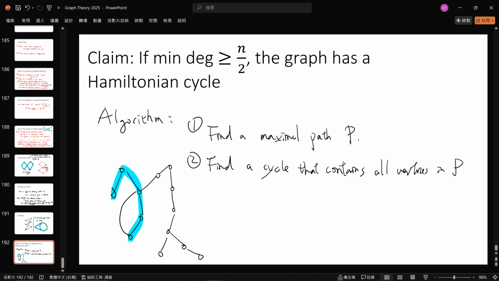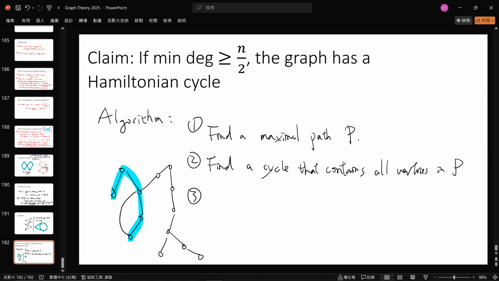And by the way, this is done on the original graph. There's an input graph, and this input graph has the property that the minimum degree is at least n over 2. So on this input graph, you first find a maximal path P, and then you try to find a cycle that contains all the vertices on this path P. Now the question is, how to find this cycle? We're going to discuss this after we finish the algorithm.